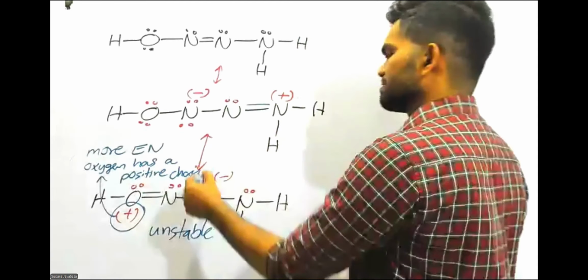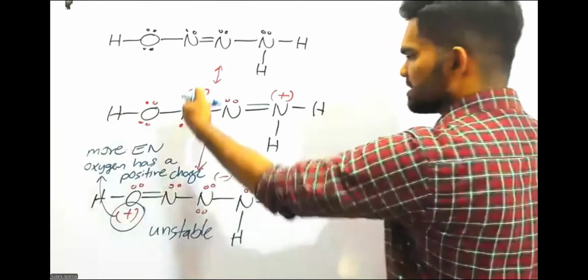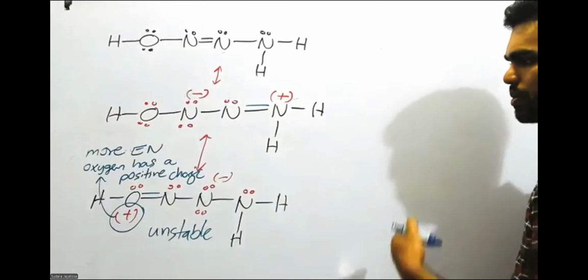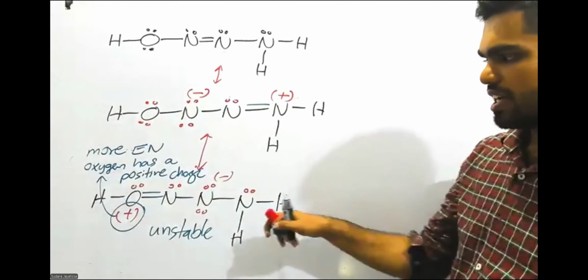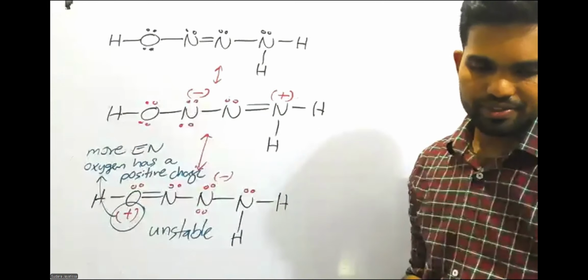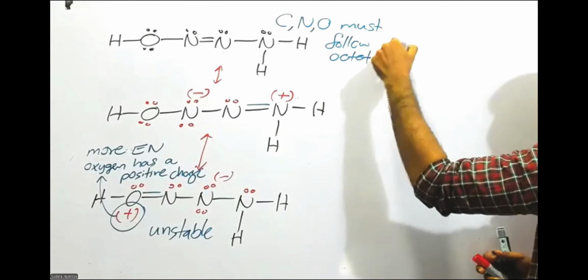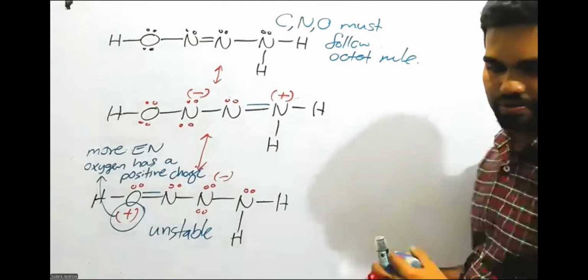That is the reason. Understand? Because in both structures, this nitrogen has a negative charge. But the only difference from the structures we drew is that oxygen has a positive charge in this second structure. Okay, the octet rule must be followed by CN.